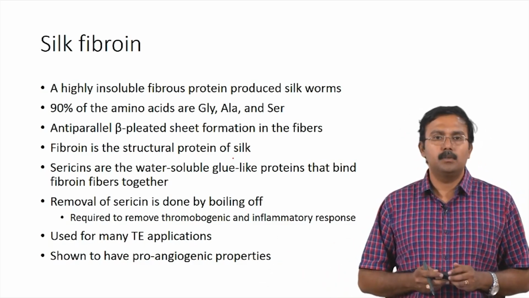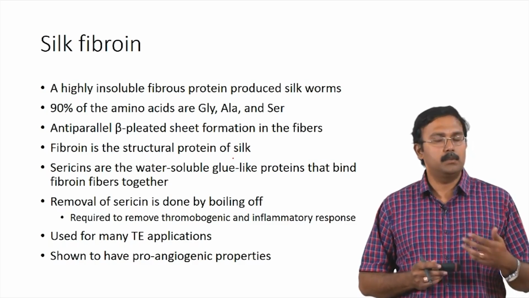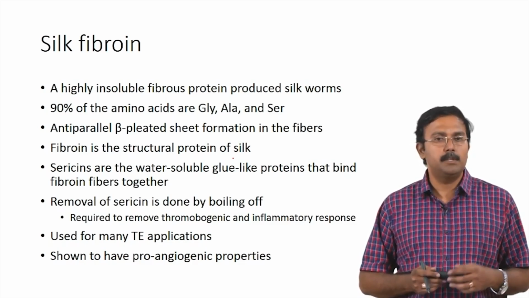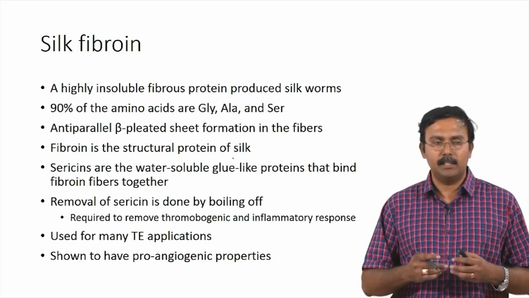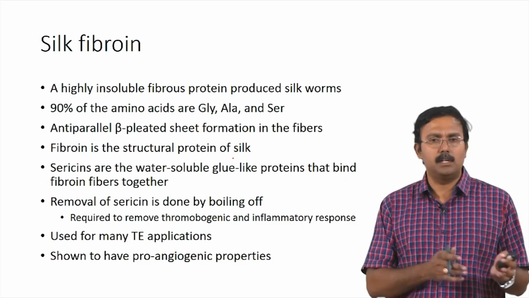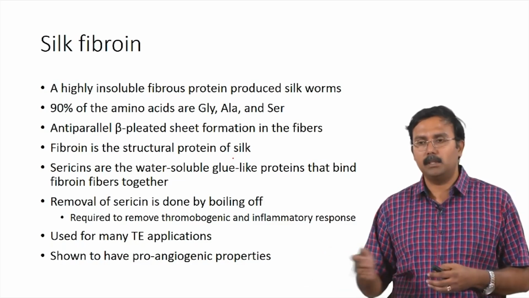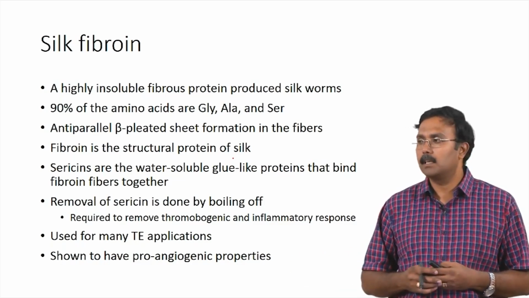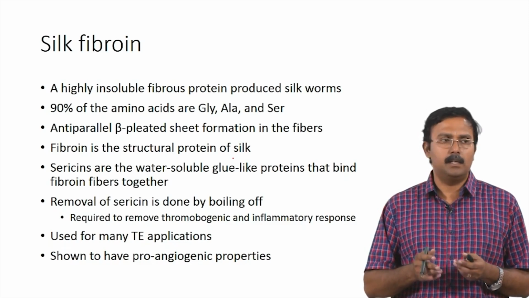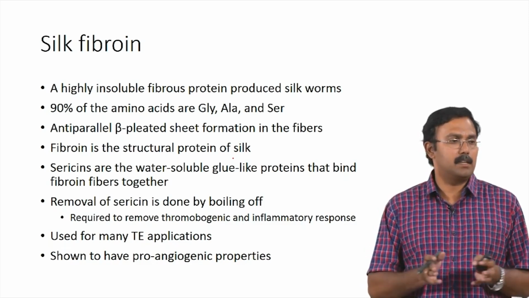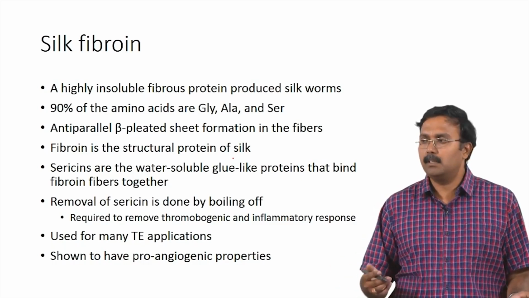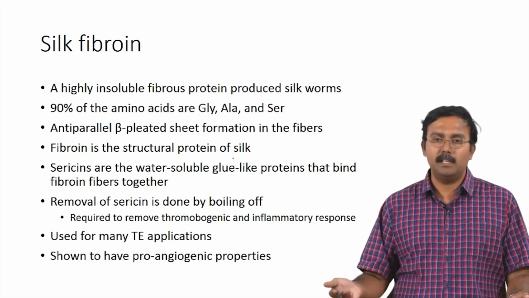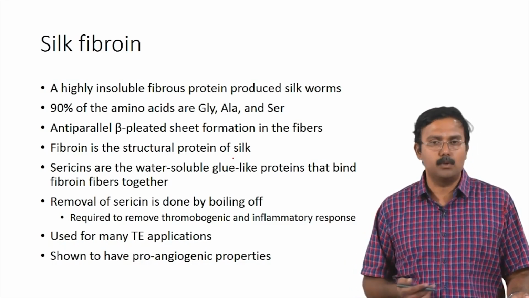Recently, within the last few years, it has been shown to have proangiogenic properties, and they have actually established the mechanism through which silk fibroin can provide proangiogenic properties. This really widens the horizon for this material, because you can now use it along with other materials where you want revascularization to happen.